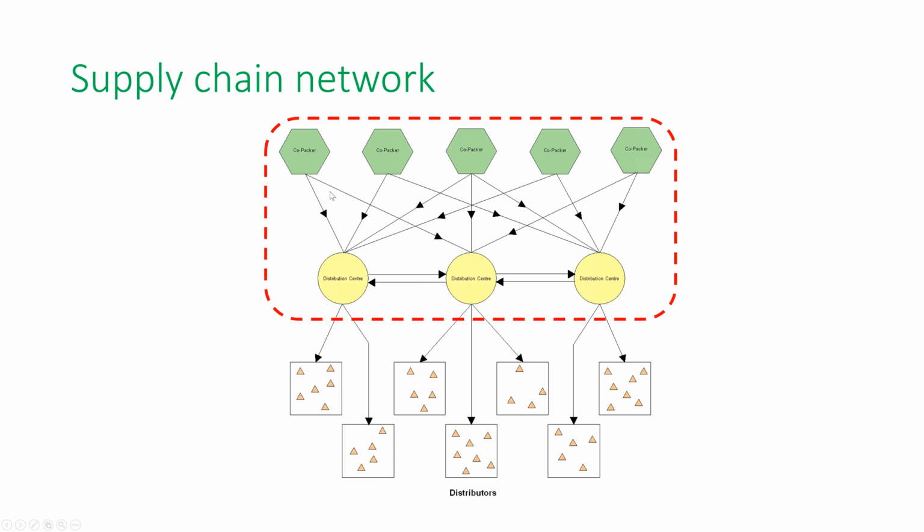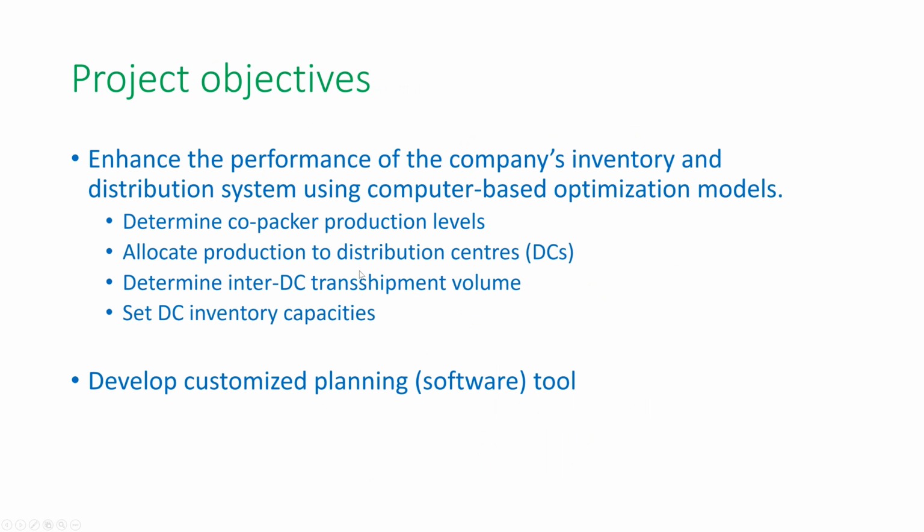The objective was to figure out a good production schedule and inventory management schedule, or more precisely, enhancing the performance of the company's inventory distribution system using computer-based optimization models. More precisely, we had to determine the production levels and allocate this production to distribution centers, determine whether distribution centers send anything between each other, and determine the inventory capacity levels at distribution centers. The second objective was to put this into a software tool.